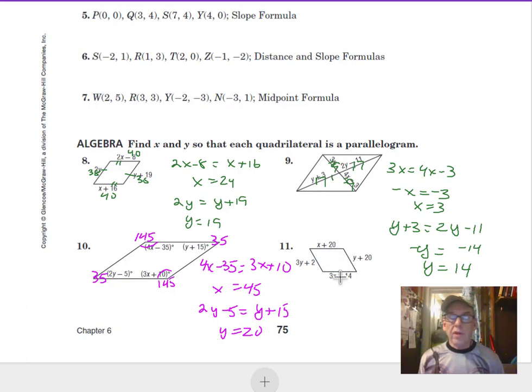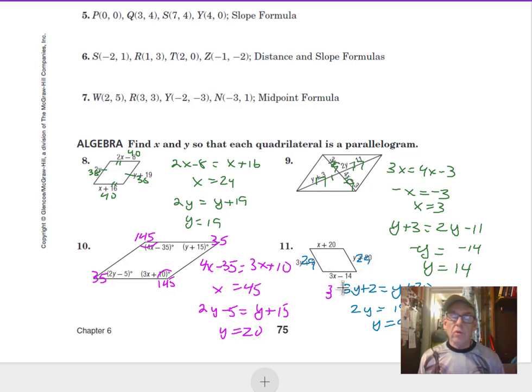The last one. Let's look at this. Opposite sides need to be congruent. So 3y plus 2 equals y plus 20. Take away y from both sides. Take away 2 from both sides. We get 2y is equal to 18. Y equals 9. Now if y is equal to 9, we have 27, 28, 29. And we have 29. So those are congruent.